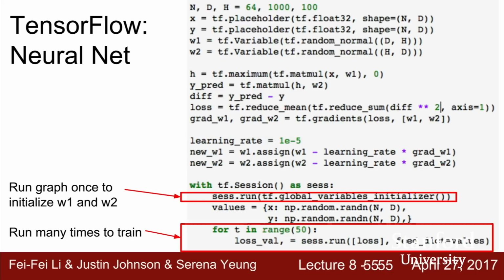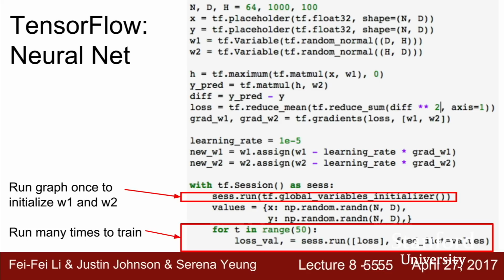Now when we run this graph and train the network, we need to run the graph once with a bit of special incantation to tell TensorFlow to set up these variables that are going to live inside the graph. Once we've done that initialization, we can run the graph over and over again. Here we're only feeding in the data and labels x and y, and the weights are living inside the graph. And here we've asked TensorFlow to compute the loss for us.